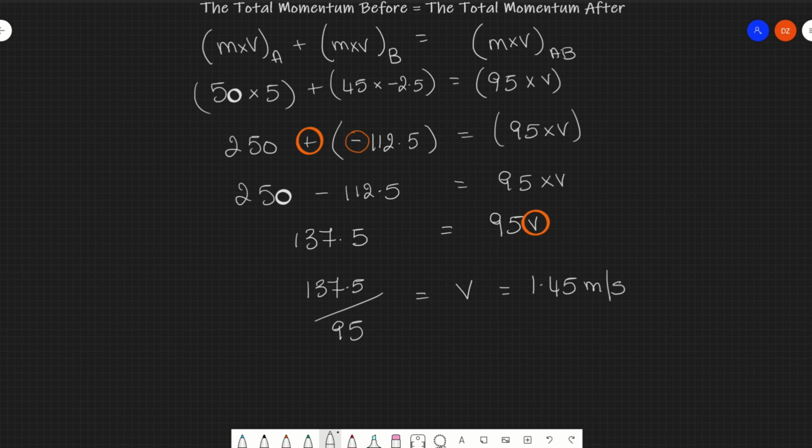Now, to identify in which direction both bodies continued to move together, you have to look at the value of the velocity. In this case, we obtained a positive value, and therefore we know that both bodies continued to move in the right direction. If the answer was a negative value, that means that both bodies continue to move in the left direction.